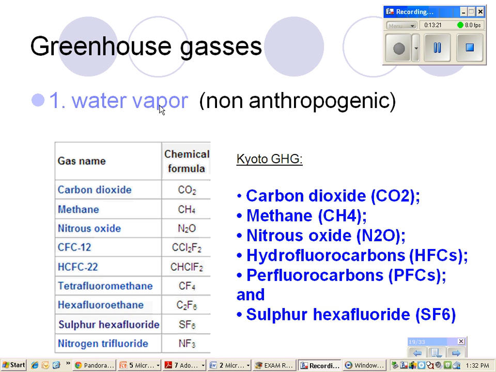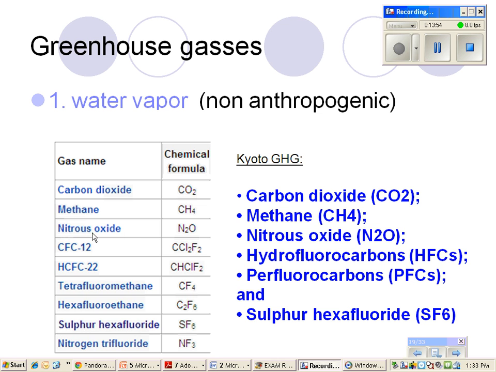Don't forget that water vapor is the number one greenhouse gas in the atmosphere, and it is non-anthropogenic. Some other important greenhouse gases you can see: carbon dioxide. This is the number one anthropogenic greenhouse gas, so humans are going to put this into the atmosphere. We have methane. Methane can originate from the flatulence of cows. Methane is the main component of natural gas.